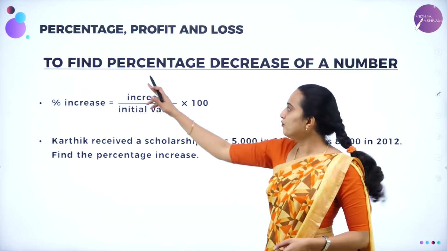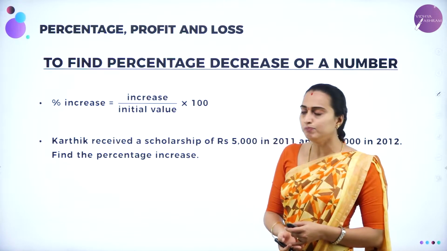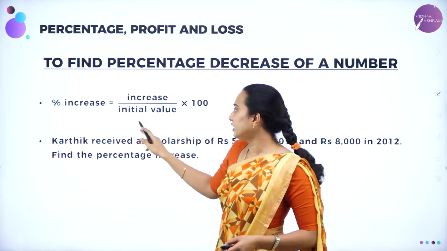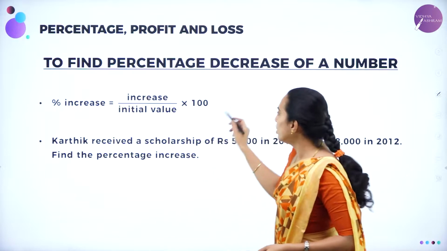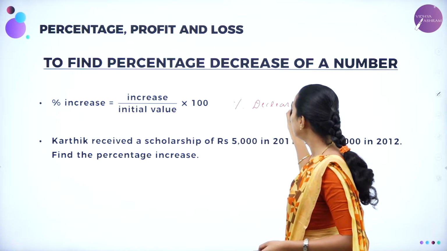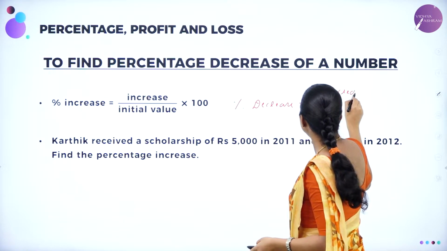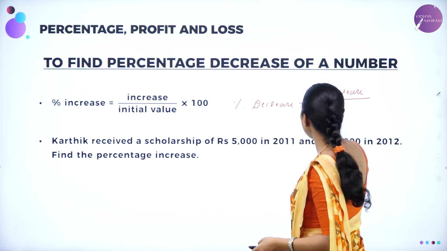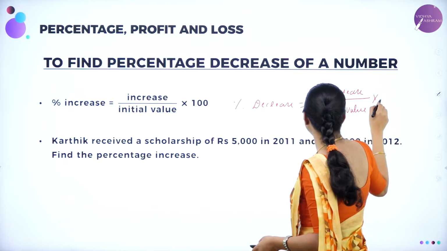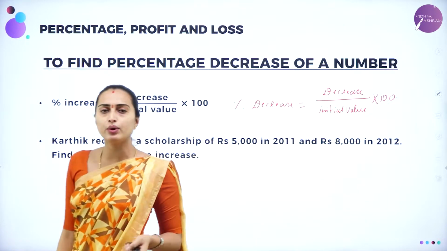To find the percentage decrease or increase of a number, percentage increase is equal to increase divided by initial value into 100. So percentage decrease will be given by decrease divided by initial value into 100. Okay, so this is the formula you are going to have for percentage increase as well as percentage decrease.